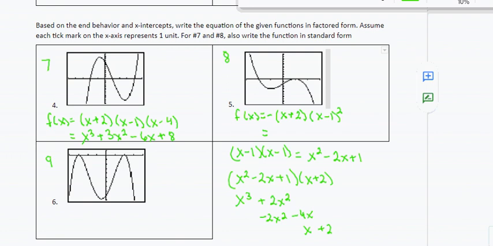And now putting all that together, we've got a negative. All right, don't forget about our negative out front. Negative, and that is x cubed, 2x squared minus 2x squared. Those sum to 0. So x cubed, negative 4x plus x, minus 3x plus 2, which equals negative x cubed plus 3x minus 2.